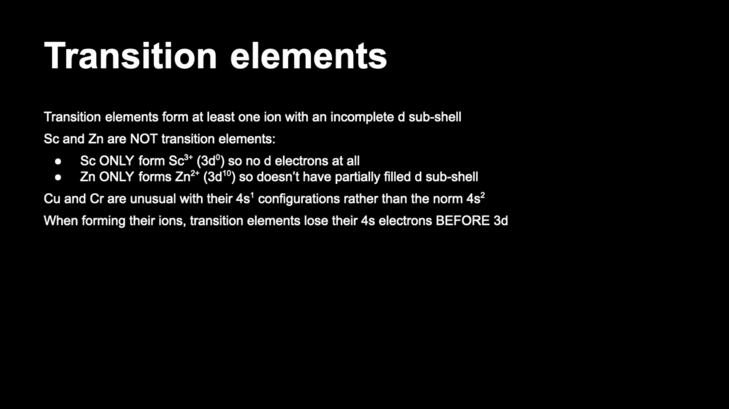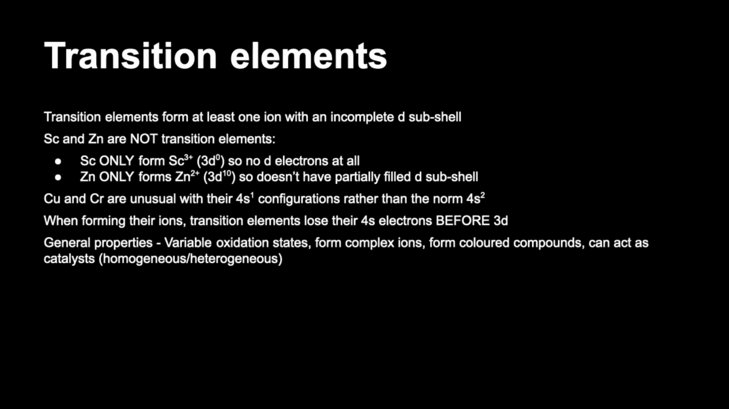When any transition element forms an ion, they always form positive ions, so they lose electrons, but they lose electrons from the 4s subshell before any come out of 3d. General properties now: as well as the usual metallic properties like conductors of heat and electricity, they have these 4 general properties: variable oxidation states, they form complex ions, they form coloured compounds, and they can act as catalysts, and catalysts can be homogeneous or heterogeneous.